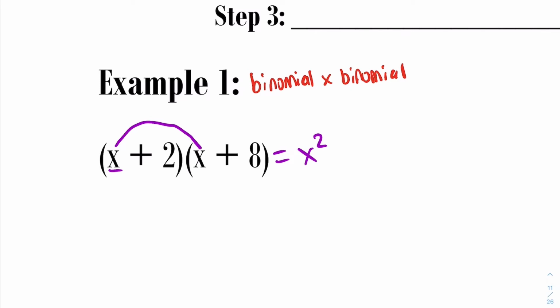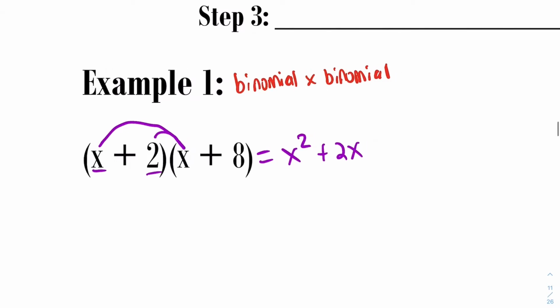What you can do next is you can do 2 times x. Those two steps of multiplication made sure that we took these two things and they multiplied the first thing. We also need to make sure that we're going to multiply the second part. So let's do the same thing. We're just going to take the x, multiply it times 8. All right, we're done with the x now. Now let's do the 2. 2 times 8 makes 16.